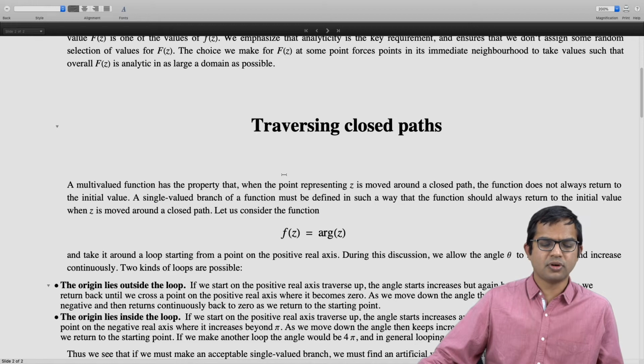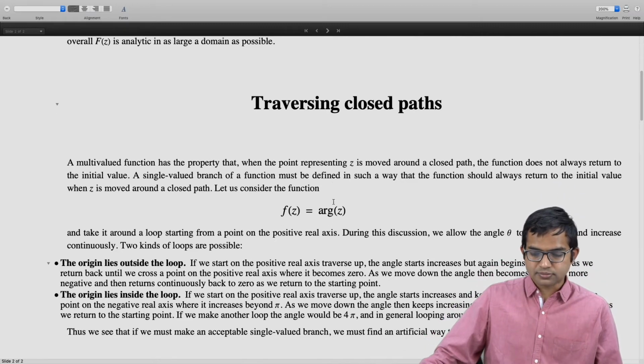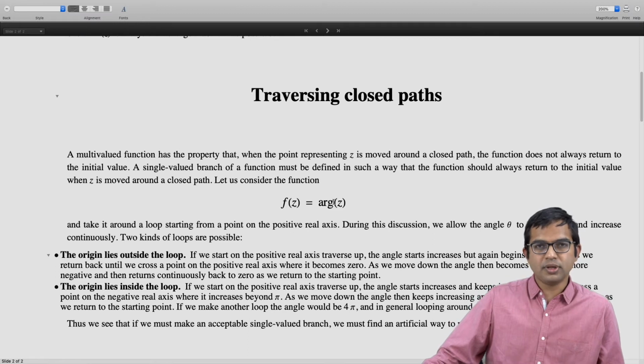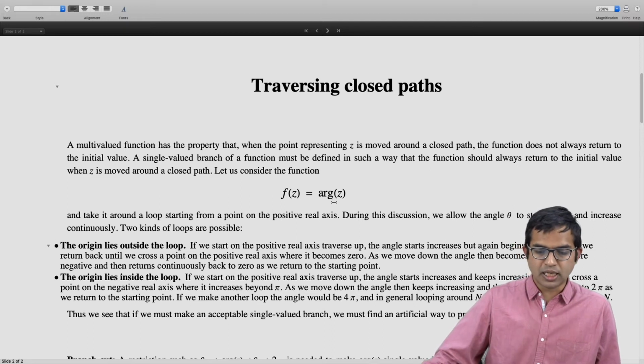But on the other hand, if the origin were to lie outside the loop, then we saw an example where there was no issue, right? So in some sense, you're all part of the same branch, if your loop does not include the origin, right? So we must be able to use a tool by which we can separate out these two kinds of paths.